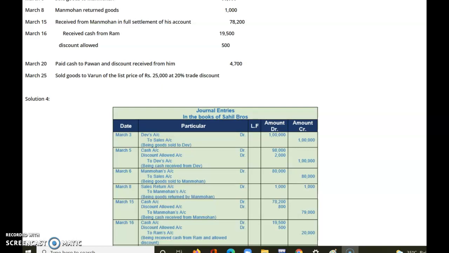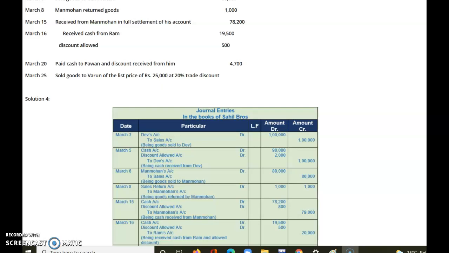Dear students, understand, trade discount is not shown in the books of account and the entry will be recorded with the net amount. I repeat here that cash discount will be shown in the books of account, as earlier we did in the previous transaction. Discount received is our income, so we credited. Discount allowed is our expense, we debited. But here note down that trade discount is given. Trade discount will not be shown in the books of account and the entry will be recorded with the net amount.